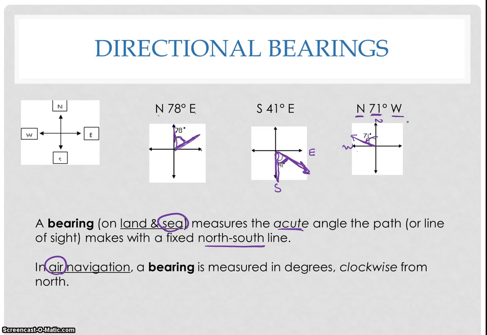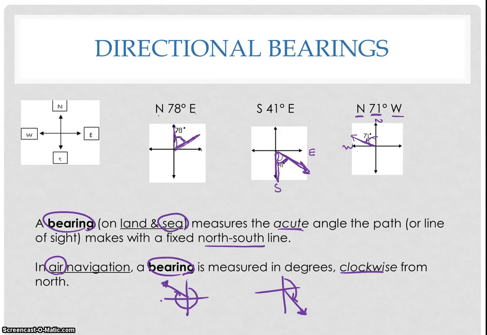In the air, the measure is always clockwise from north. So for example, if this is my north-south line and you're traveling this direction, your bearing is going to be whatever that angle measure is, so between 270 and 360 degrees. If you are traveling this direction along that path, your bearing is going to be this angle measure, however much that is. A bearing, in both cases, is the angle.